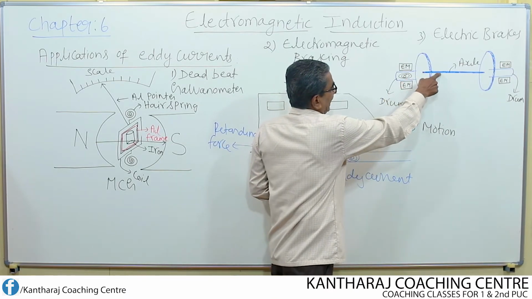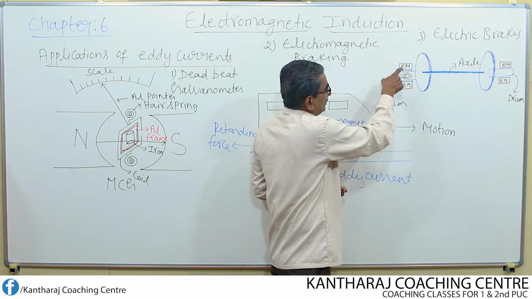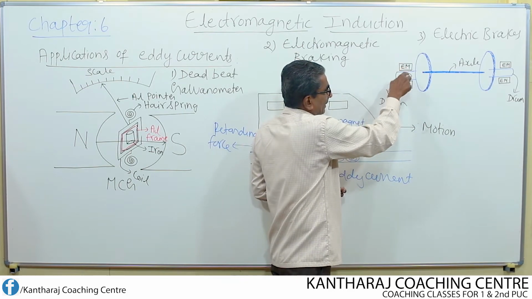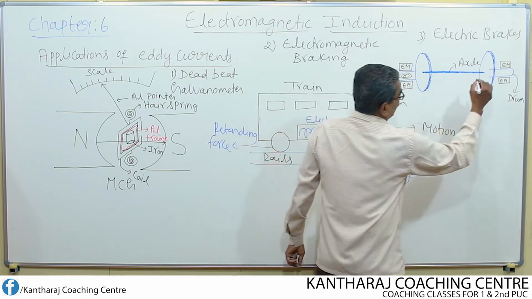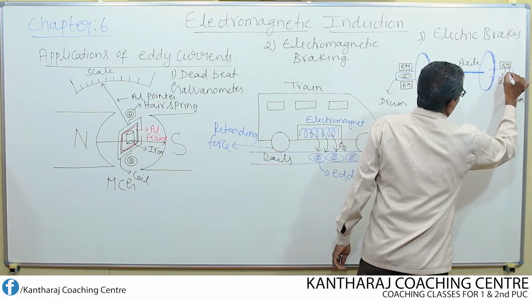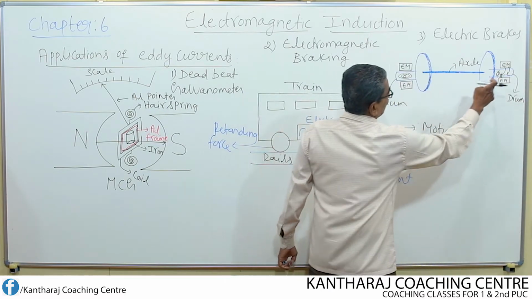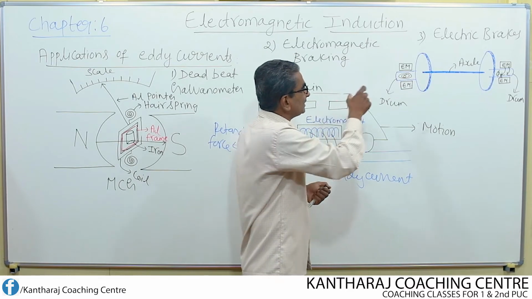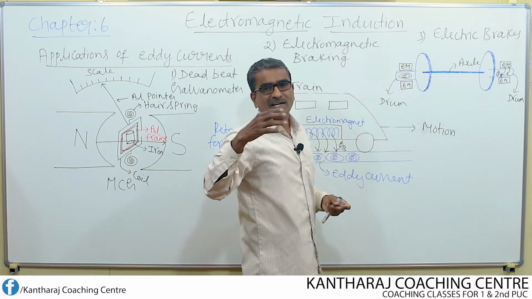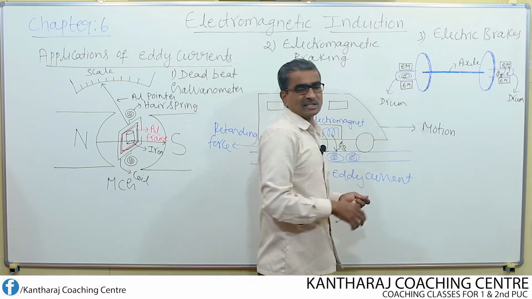Only the wheel, axle and drum are said to be rotating. Due to relative motion between the drum and the electromagnet, the magnetic flux linking with the drum changes. As a result of that, in the drum what happens? Eddy currents are induced. And once again, according to Lenz's law, the direction of eddy current is such that it always opposes the change that causes it.